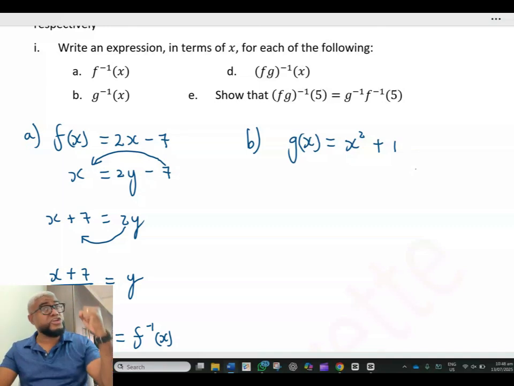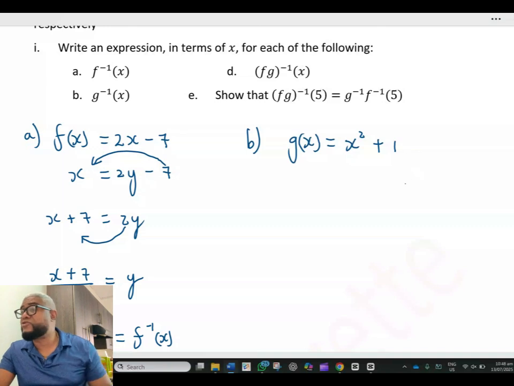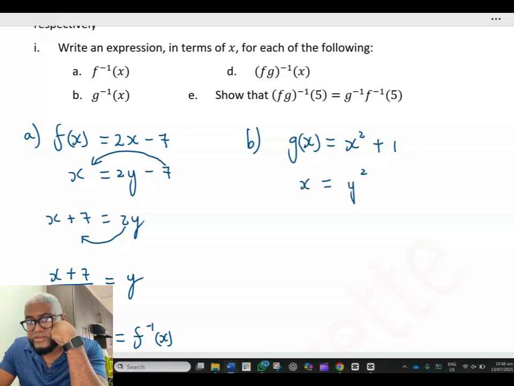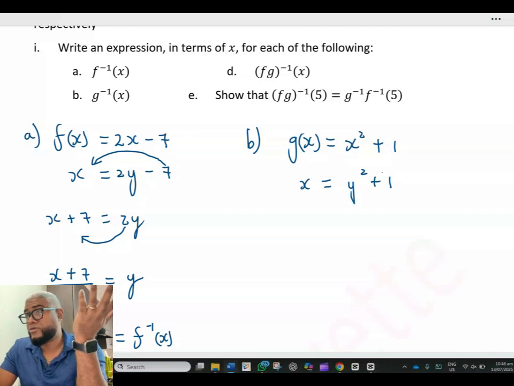Hold on to what you know. You were taught, you were trained. You know the first thing you have to do is what, Mikey? What's the first thing I do in here? Switch the x. So what would the next line read? g of x is y squared plus 1. x is equal to y squared plus 1. Do what you know.